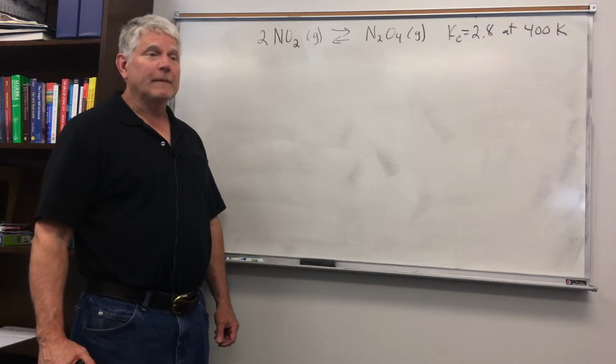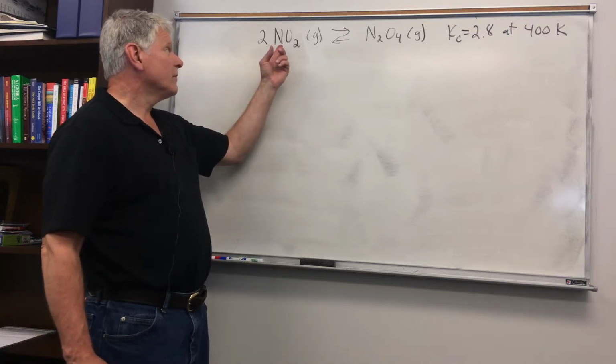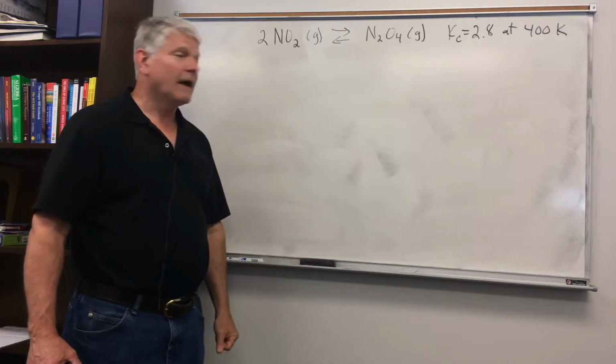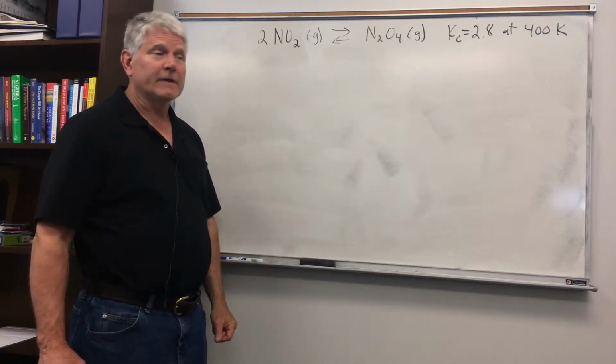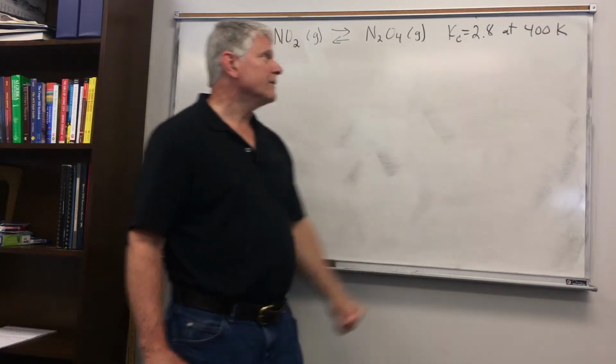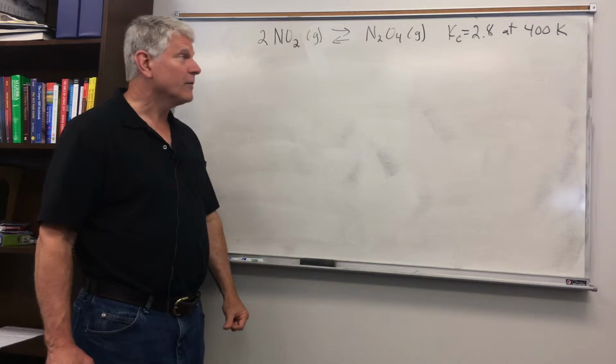Let's consider the example of this reaction where we have two nitrogen dioxides reacting to give one dimer, the dinitrogen tetroxide dimer. Here's the equilibrium constant.